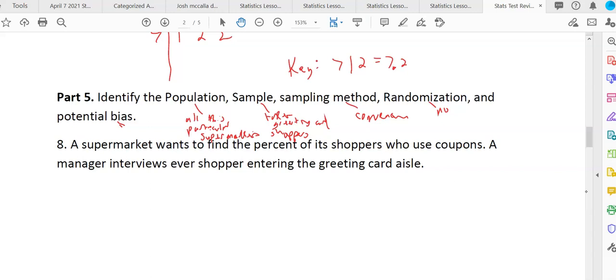And maybe those people are especially, there could be response bias. We're not sure. Do greeting card shoppers represent a typical shopper? A typical shopper. So I guess that'd be the question.